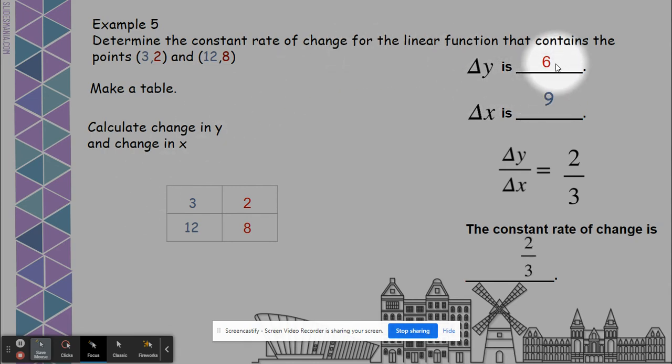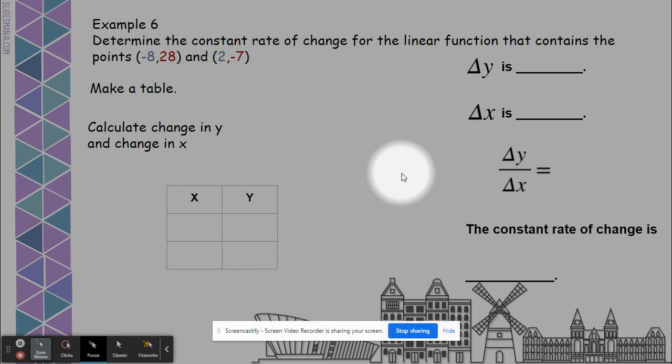That's because I had a fraction. Delta y is 6 divided by delta x is 9. 6 over 9 reduces to 2 over 3. Now, if you're terrible at reducing fractions, don't worry about that right now. We can talk about that in class, how you can do that quickly and easily. Right now, just worry about getting the correct constant rate of change, also known as slope.